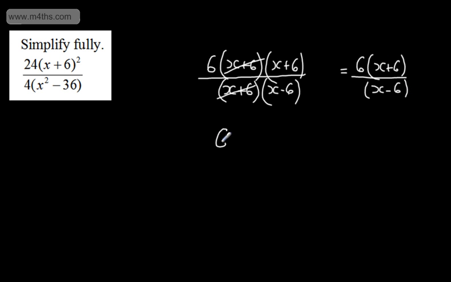Generally speaking, I would have written this now as 6 lots of x plus 6 all squared over x plus 6 multiplied by x minus 6, and then simply cancel the 2 and the x plus 6. The reason being is if that power on the x plus 6 in the numerator was 50, I don't want to be writing out now all of these and just showing that 1 cancels.